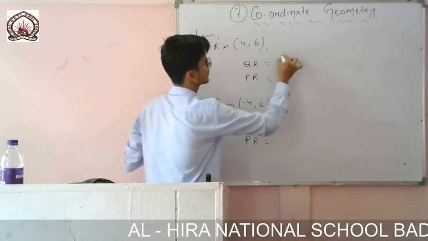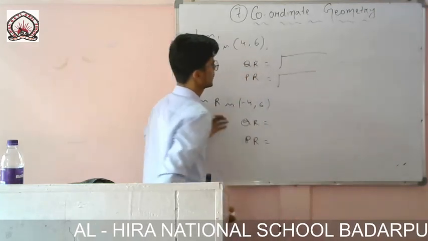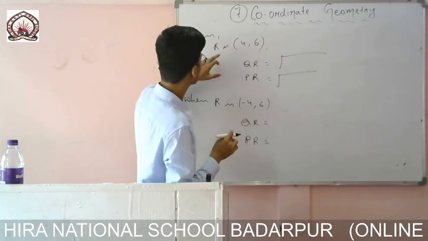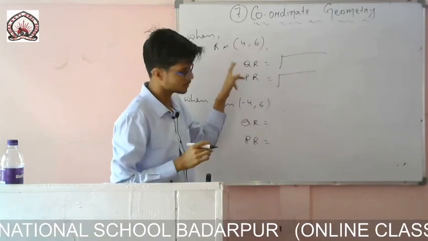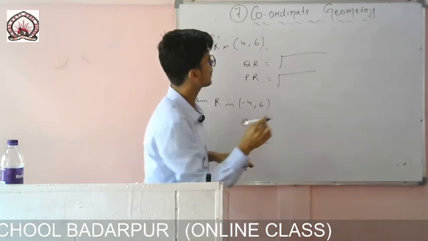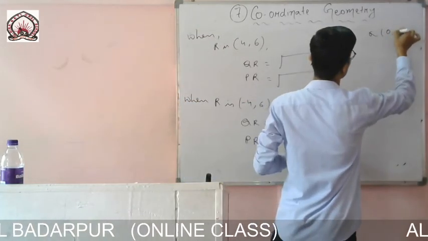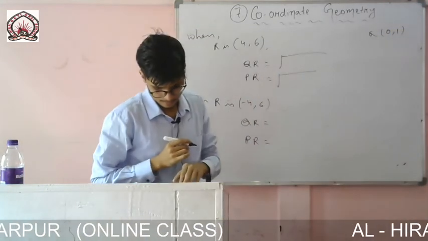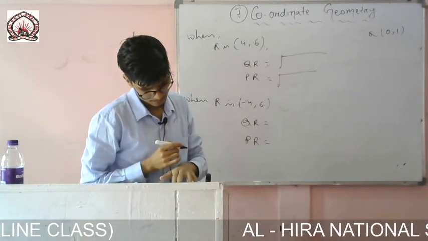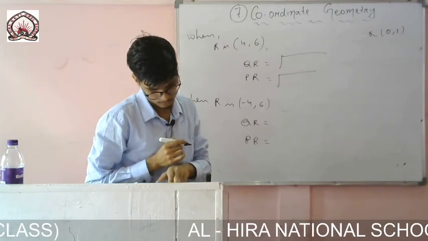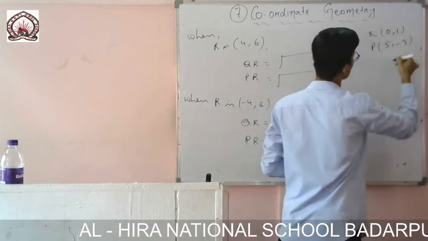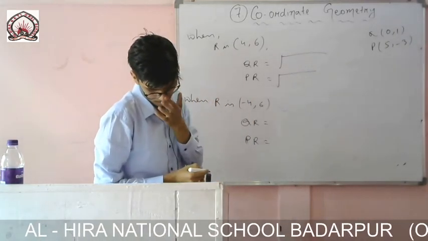Okay, so let me show it. So QR again, what is the value of R? What is the value of Q? It is 0,1. And we need P also. P is 5, minus 3. Okay, so now we will find it.